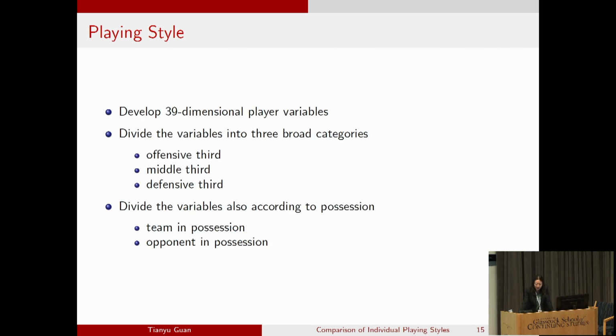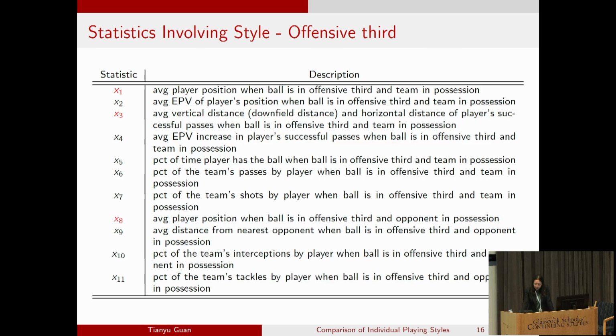In detail, we develop 39-dimensional player variables that capture, as completely as possible, the variables related to a player's playing style. These variables can be divided based on whether the event happens in the offensive third, middle third, or defensive third. We also divide these variables based on whether the team is in possession or the opponent team is in possession. Here is a list of all the variables we defined on the offensive third.